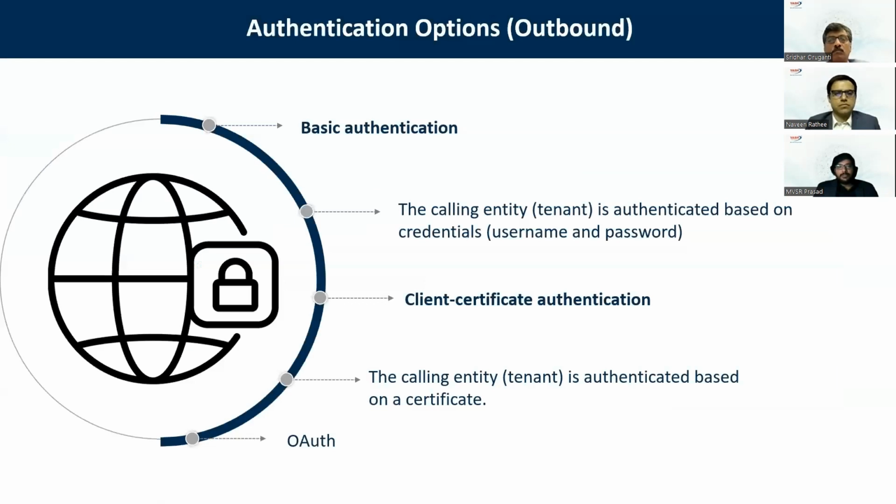As we have seen for inbound, similarly for outbound there is basic authentication, client certificate authentication, and OAuth-based communication. In basic authentication, a similar kind of flow to inbound would be there, but in the case of outbound, we will be calling the receiver, and the receiver credentials are going to be invoked. But this is not at all recommended; we need to use OAuth as part of the communication. So can we go to the next slide?